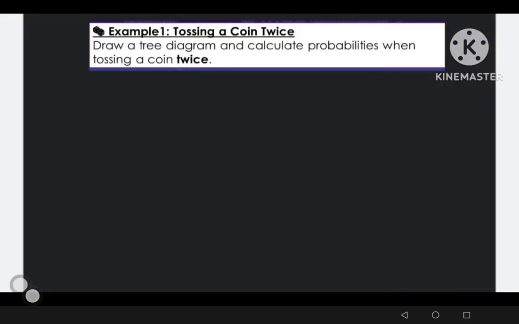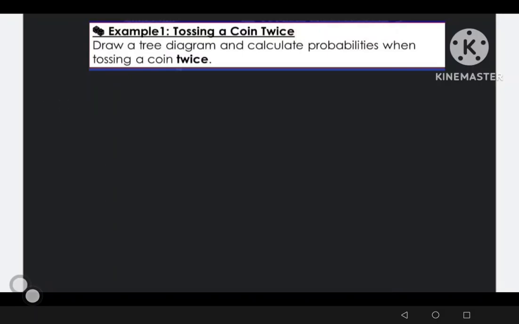Okay, let's have here our example number 1, tossing a coin twice. Let's draw a tree diagram and calculate probabilities when tossing a coin twice. So according to the statement, we're going to toss a coin twice. Let's do this step by step. Step number 1, we are going to identify first the outcomes. Let's start with the first toss.